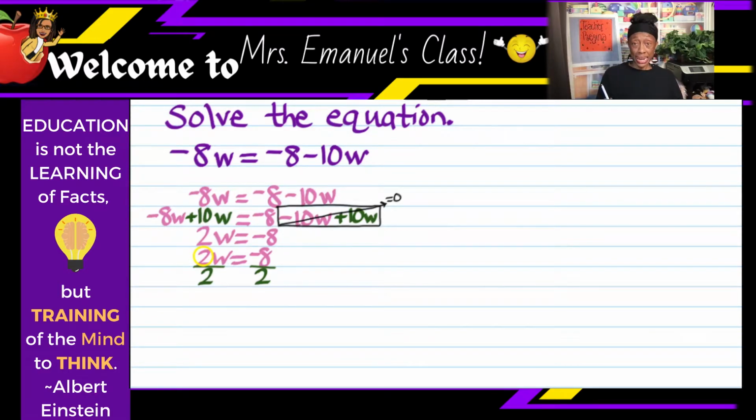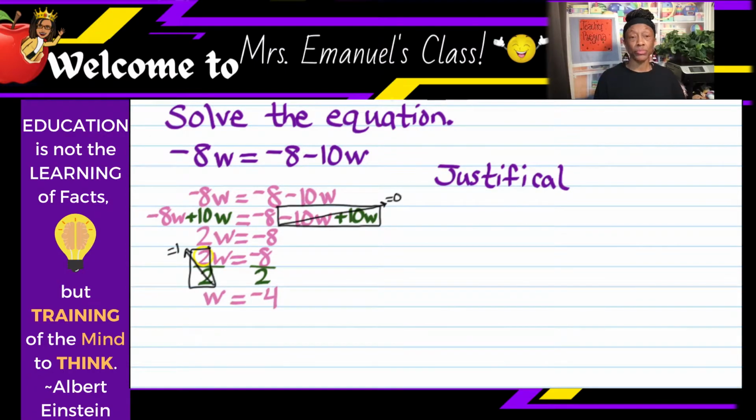On the left-hand side, we will have 1w remaining. And on the right-hand side, we have negative 4 because negative 8 divided by 2 equals negative 4. Now, if you don't remember your integer rules, this lesson is not for that. You need to input your information into decimals, okay?